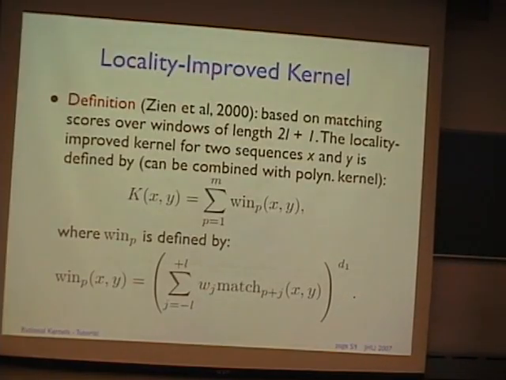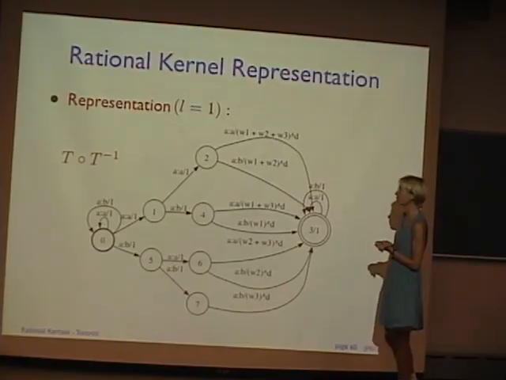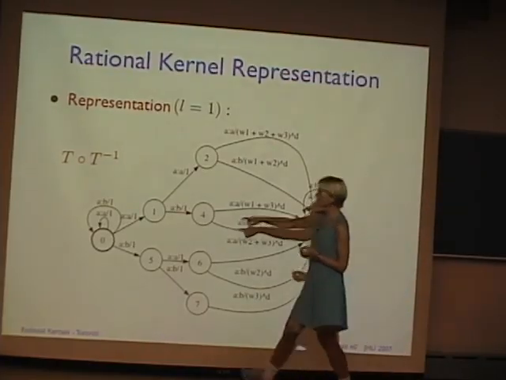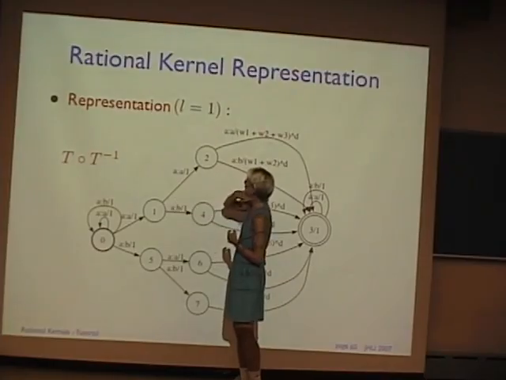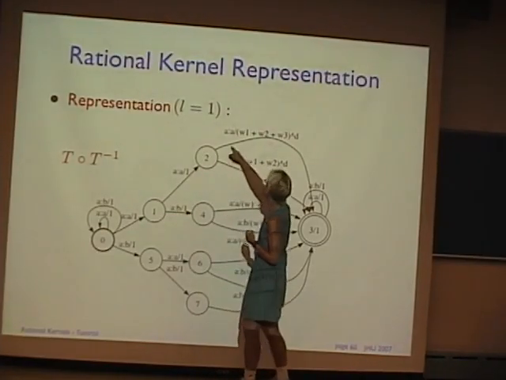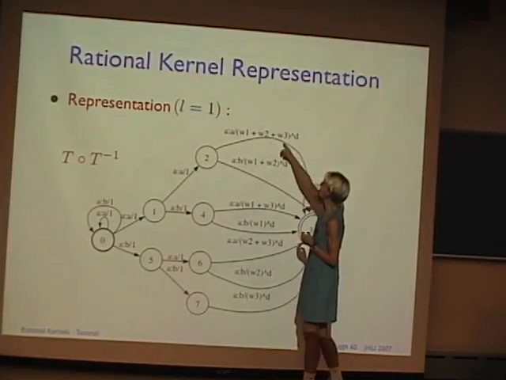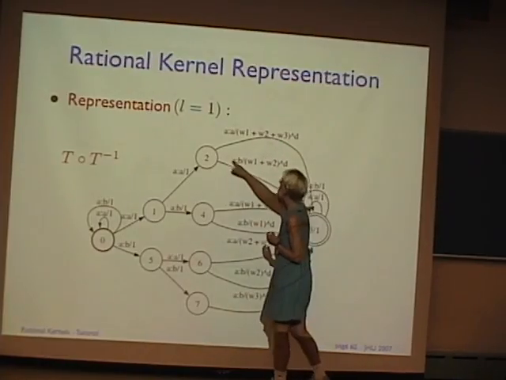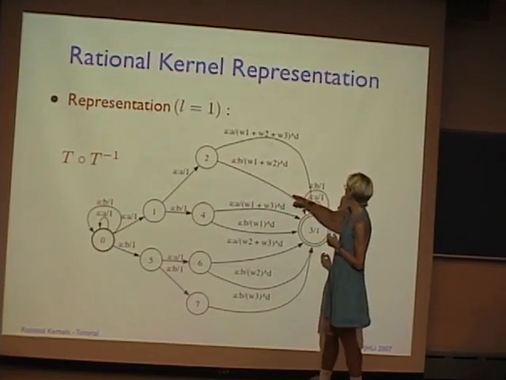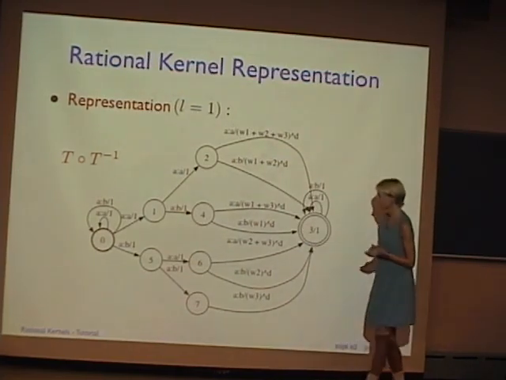Again, it turns out that we can represent their kernel with a transducer. Here's just a corner of the transducer, but here you see we match, so over an alphabet of size 2, we match A with A with A, and we get the full weight, W1, W2, W3. If we make one error here in position 3, then we only get W1, W2, etc.